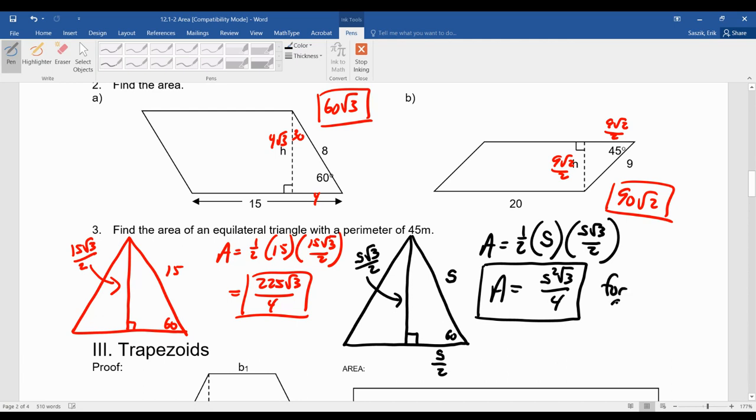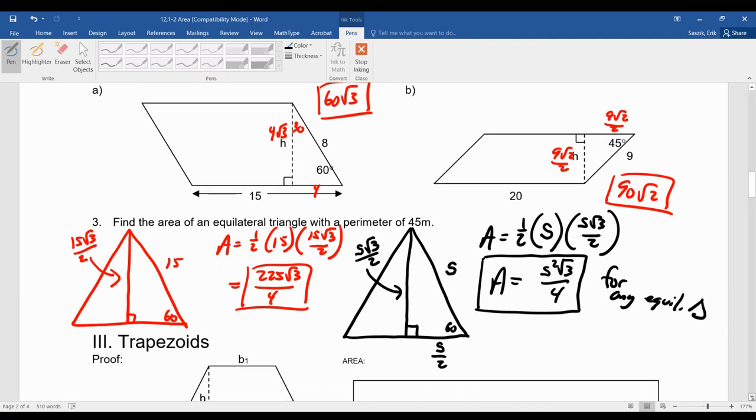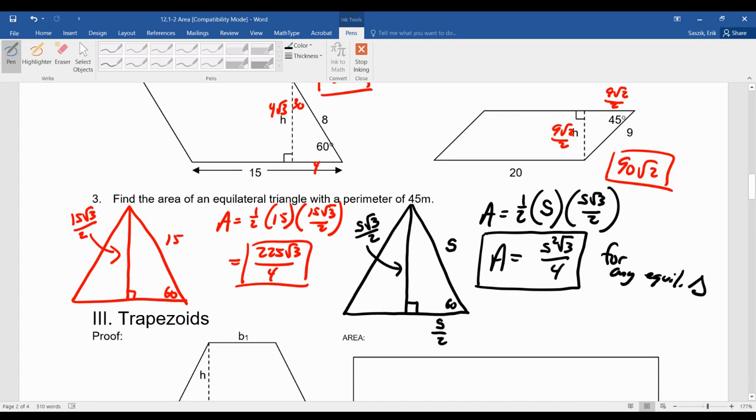Okay. Now let's go ahead and use that for this one that we did here. Perimeter of 45, side is 15, 15 squared, 225, 225 root 3 over 4. It's really quick and painless. So that's a very handy formula. So that was a real short lesson. That is really all you need to do the first homework assignment of the week.